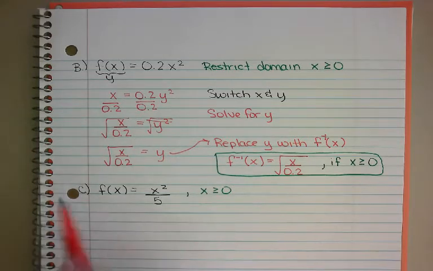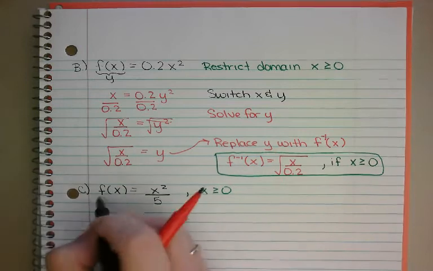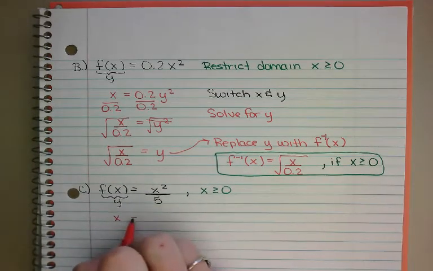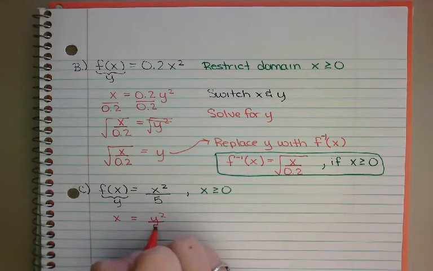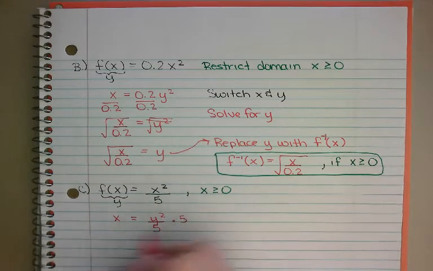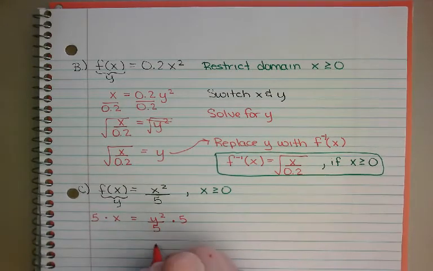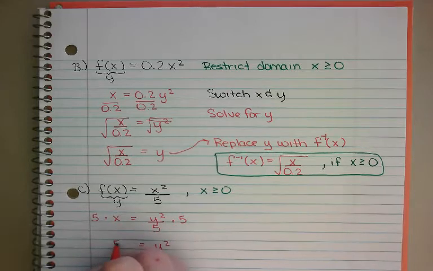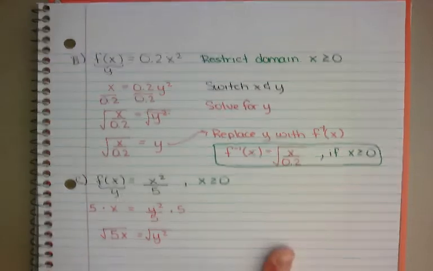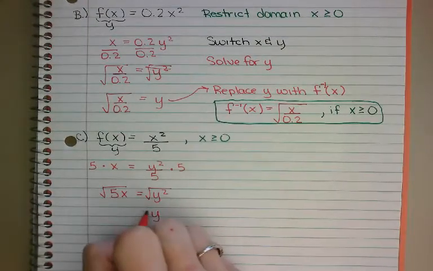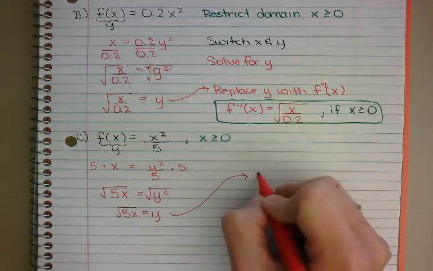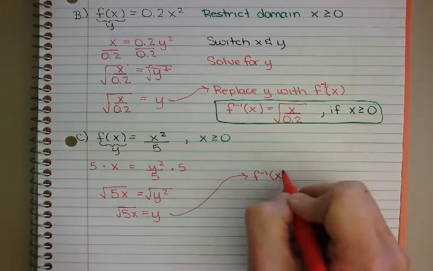All right, so start solving. This is the same thing as y. So we're going to switch. Okay, and start solving. So now I'm going to multiply both sides by 5. So I get y squared equals 5x. And then I'm going to square root. So I get that y equals the square root of 5x. We're just going to replace y with the inverse notation.